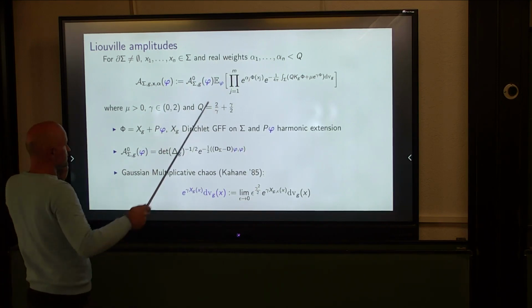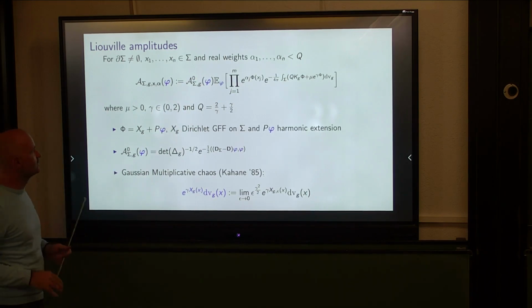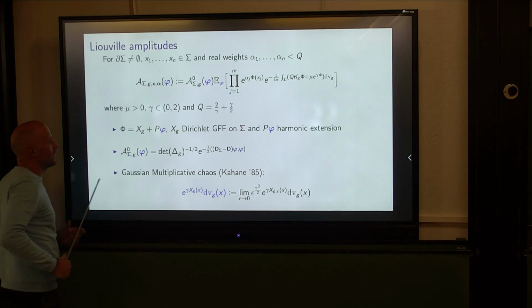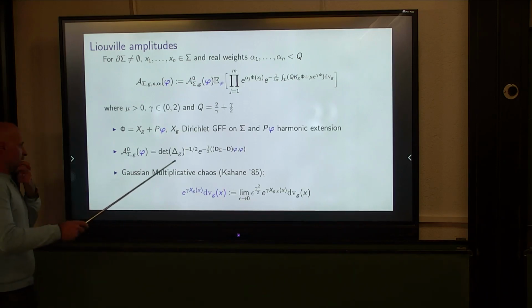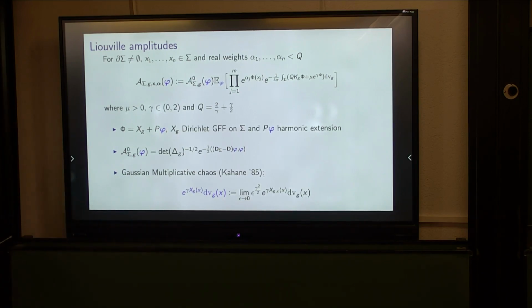So how do you define this quantity? This A0 is what you would get in the case of the GFF only, with no mu, with no potential. And this amplitude has a mathematical definition. Here you have some geometric terms. This is just the determinant of the Laplacian.